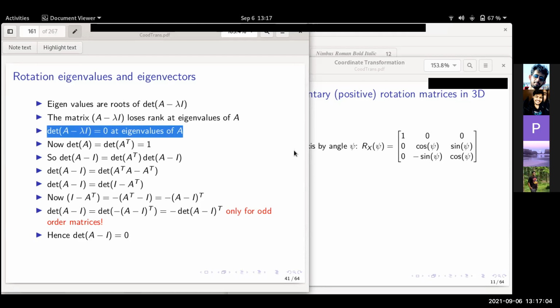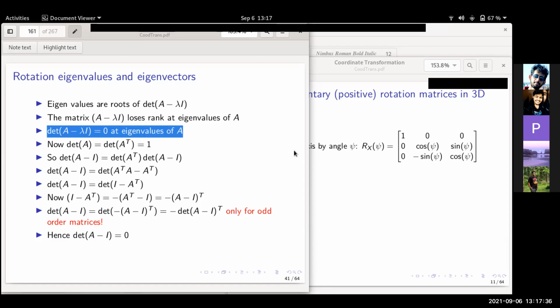What do you conclude when you say determinant of A minus I is 0, and I have highlighted a line? Yes, the multiplication of lambda equals 1. So one of the eigenvalues of the rotation matrix is always 1. One of the eigenvalues of a rotation matrix is always 1. And this is only for odd systems. This is true only for odd systems.